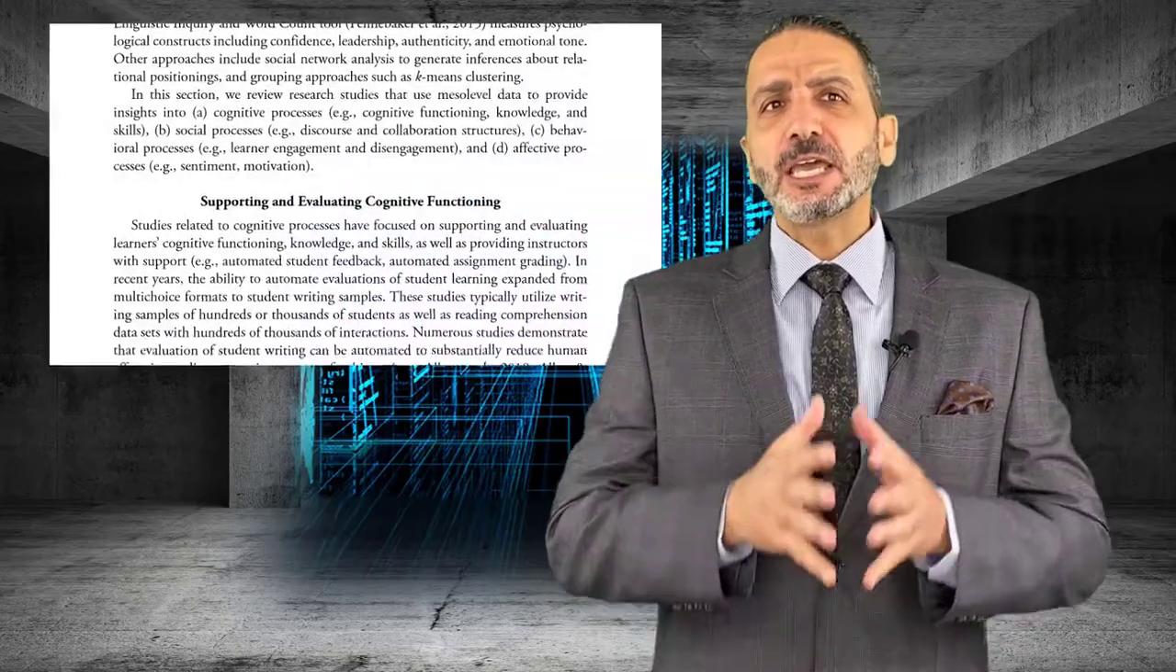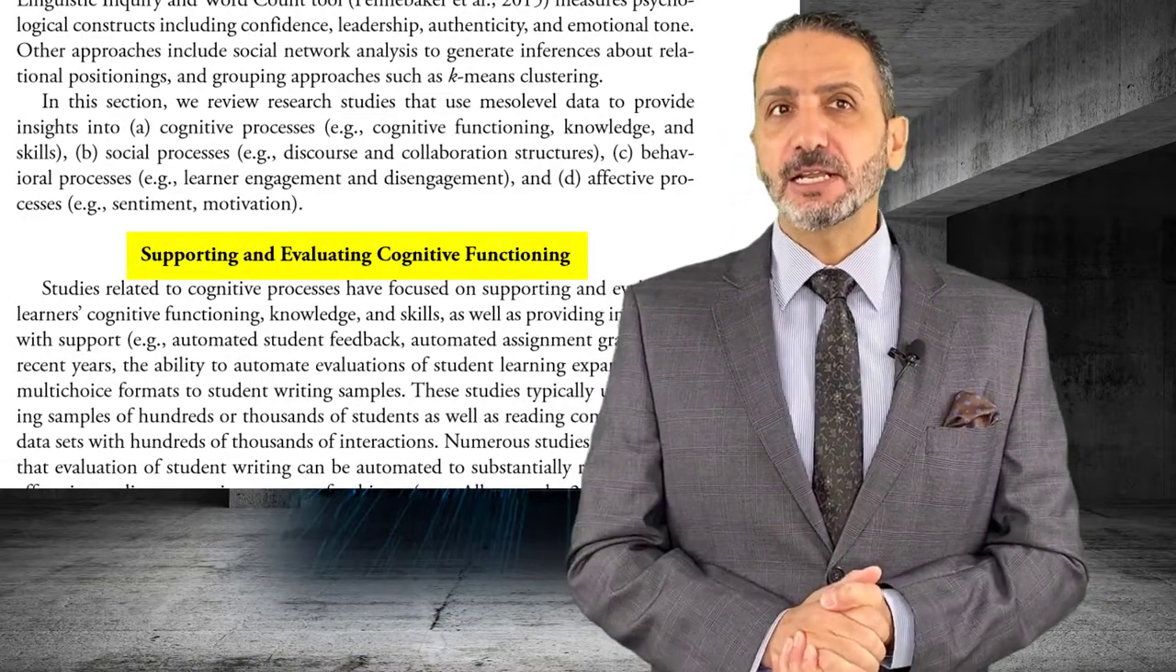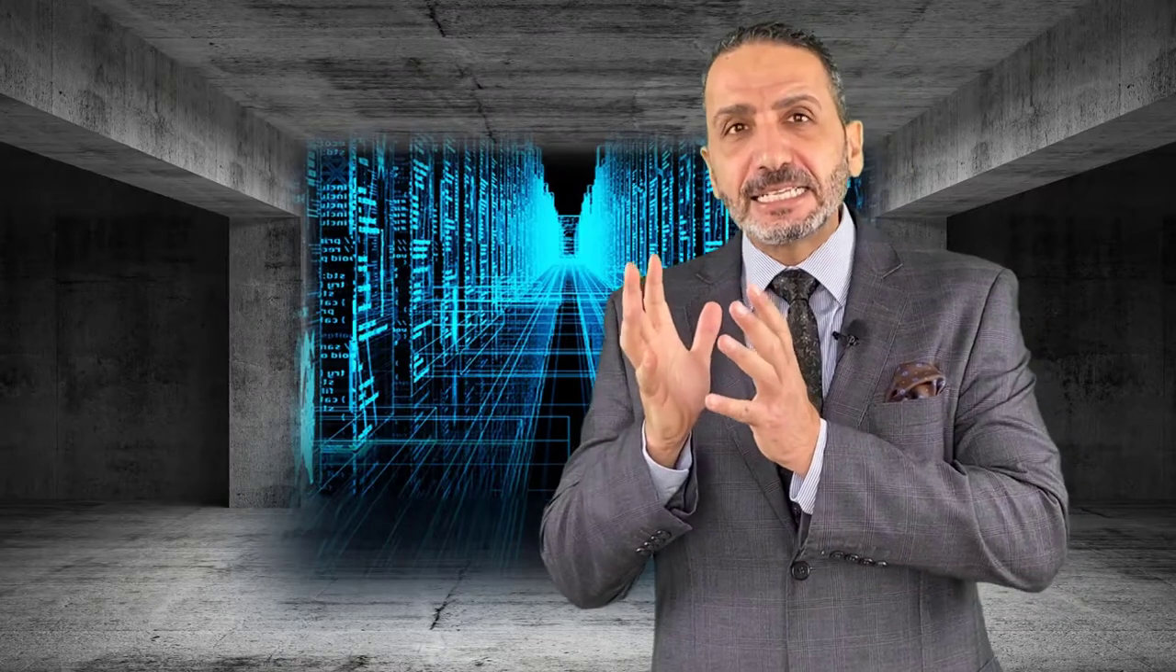Now, the paper divides this level into four different components: cognitive, social, behavioral, and affective. Let's begin with the cognitive. Now, this is where they're saying we're trying to support and evaluate cognitive function through this kind of data. Now, the focus here is on supporting and assessing students' cognitive function, knowledge, and skills. This is done by offering, of course, information about automated student feedback and automated student grading. So this is where we're trying to help faculty members in grading essay papers through the information that's provided by this kind of big data.